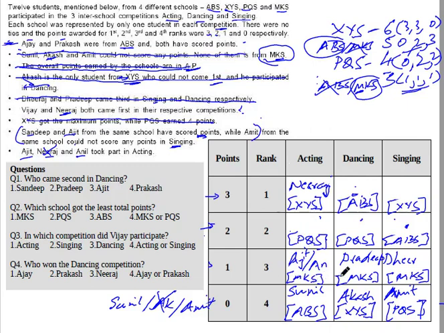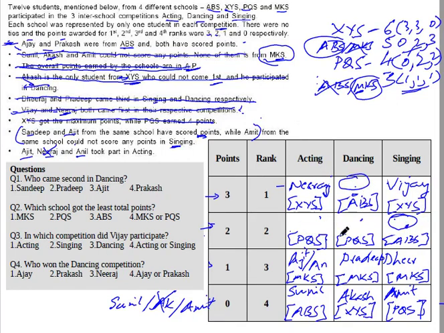Okay, this one says Ajay and Prakash are from ABS and both have scored points. So one of them is Ajay, one of them is Prakash. So these two are Ajay and Prakash. Now we know the toppers are Vijay, Neeraj. So Neeraj is here. This will be Ajay or Prakash. So this one has to be Vijay. Okay. So this is out. This is Ajay or Prakash.